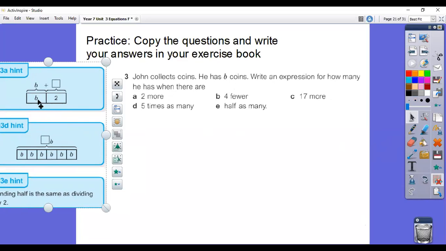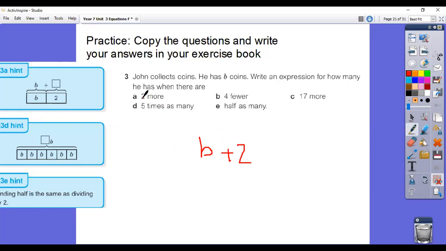So we can use modeling of bars to help illustrate this situation. Algebraically, we can write that as B plus 2. So there's 2 more. We know he has B coins. We have a number of coins. We don't know what they are, so we just use the letter B to represent the unknown number of coins. But now he has 2 more. So we say B plus 2.